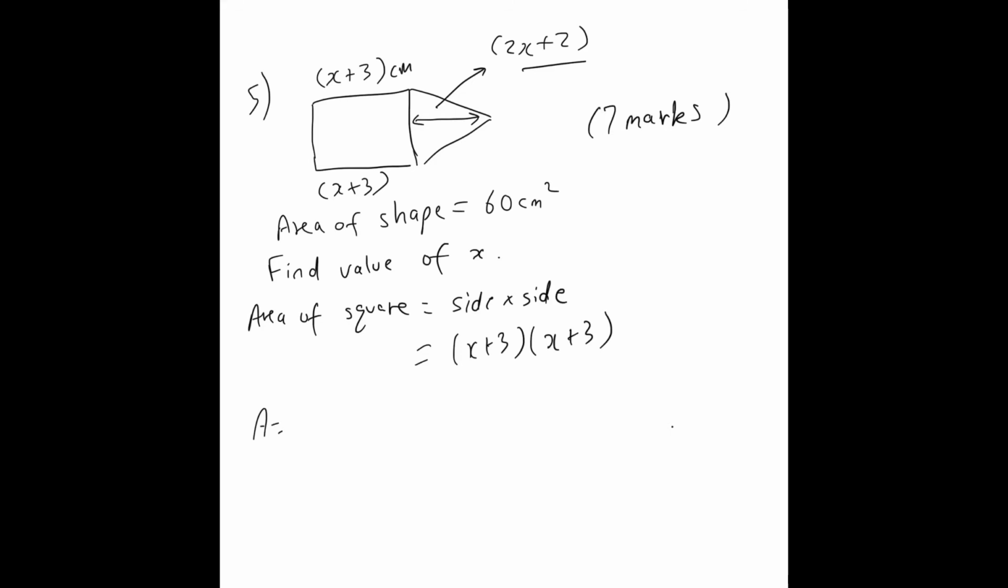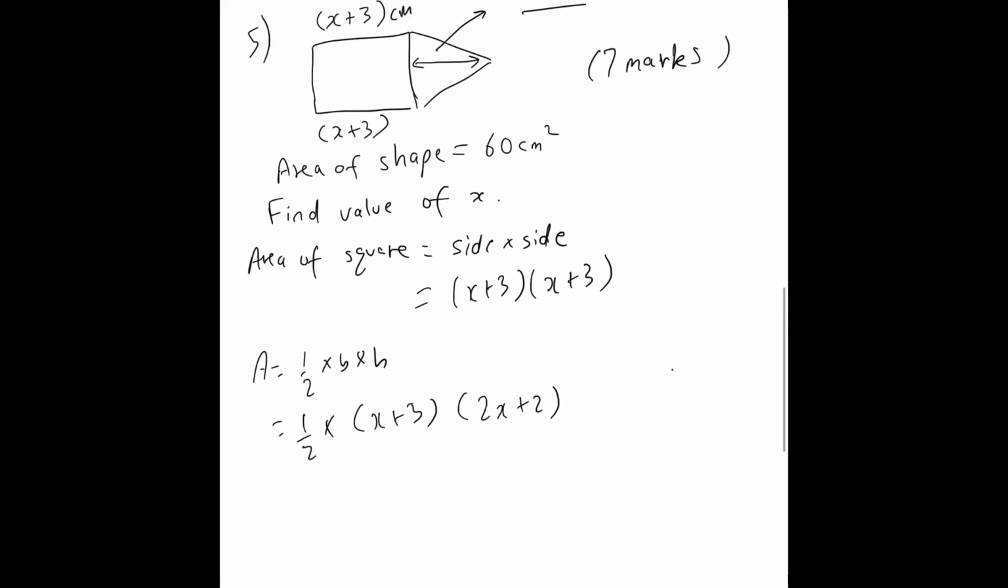Now we're going to find the area of the triangle. The area of a triangle is half times base times height. So that tells us it's half times the base, which is x plus 3, times the height, which is given to us in the question as 2x plus 2. All we need to do now is simplify this: x plus 3, keep it all in brackets, I think it's much simpler once you do it in brackets, all divided by 2. Now, since we know the area of the shape is 60 centimeters squared, you're going to add both the area of the square and the area of the triangle to be equal to the area of the shape.